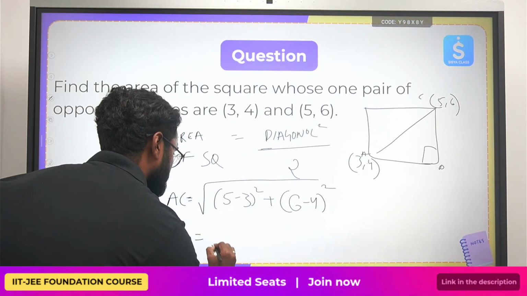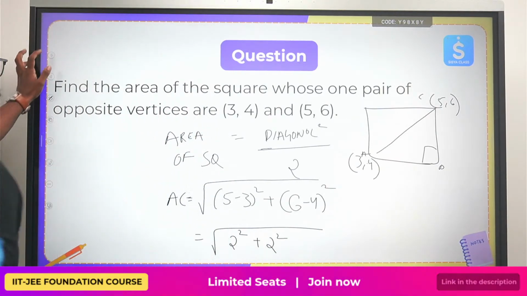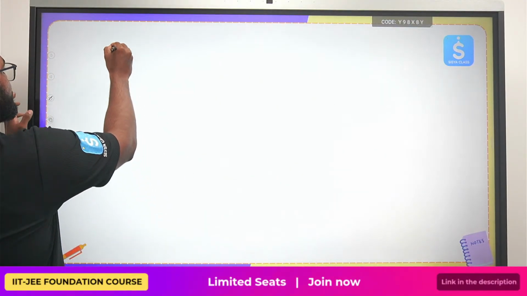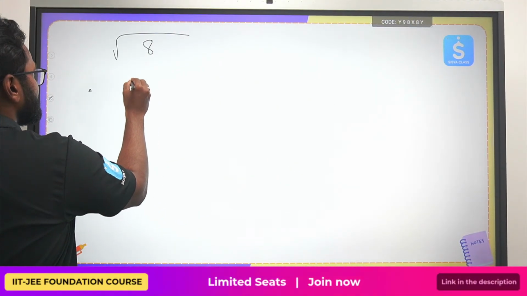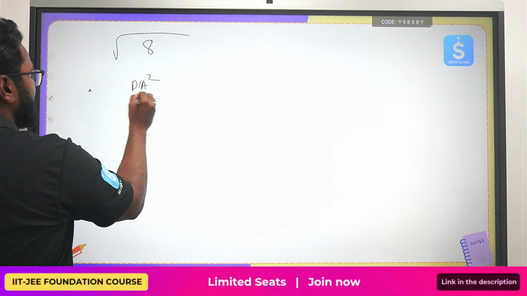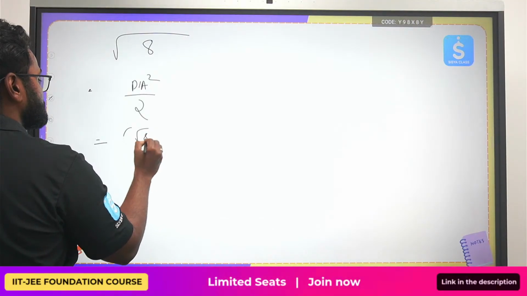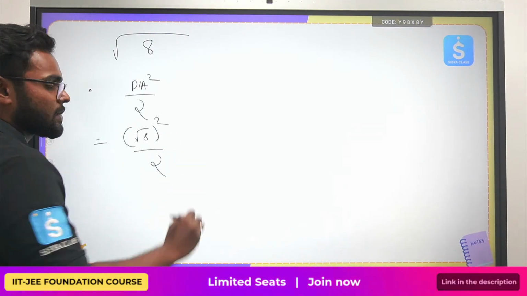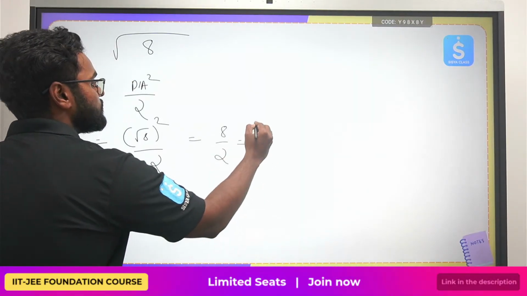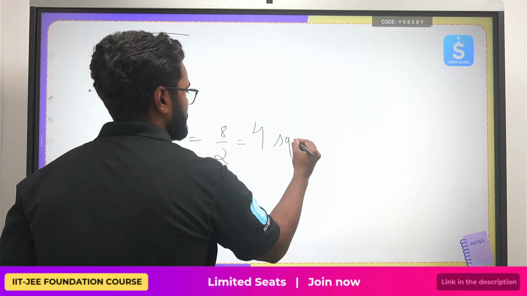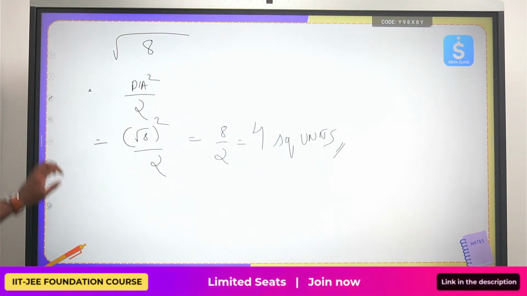That's equals to 2 square plus 2 square. Okay, 2 square plus 2 square. We have root 8. What is the formula we have? Diagonal square by 2, right? So that would be diagonal, root 8 whole square by 2. We would be cancelling out. That would be 8 by 2, that's equals to 4 square units. The area would be 4 square units.